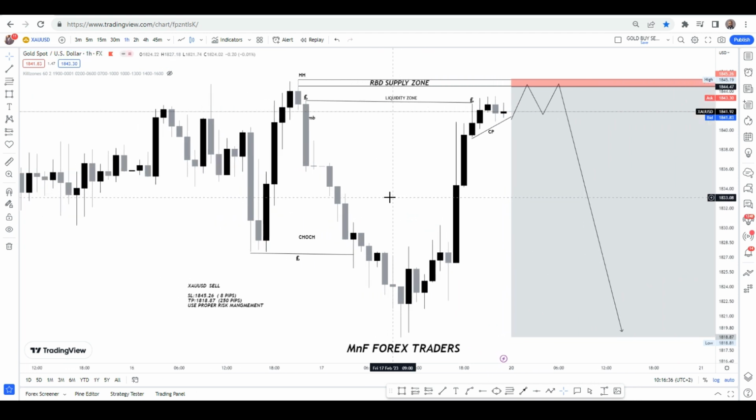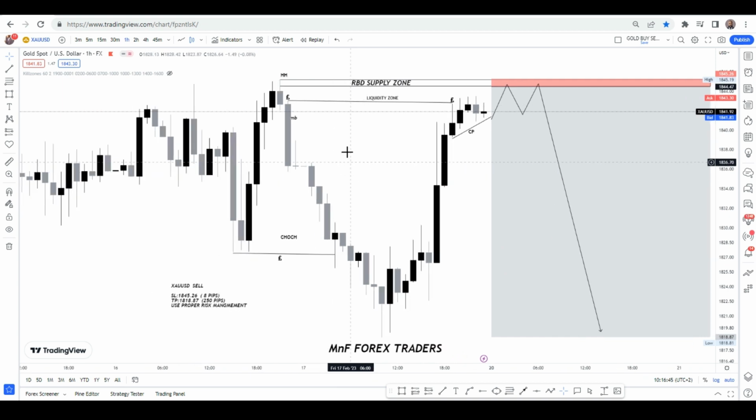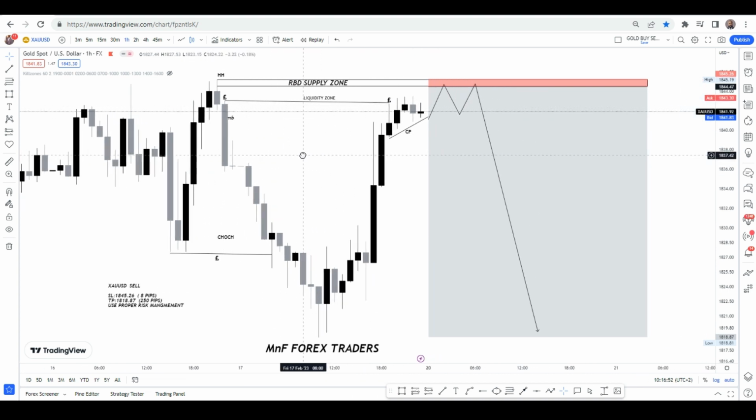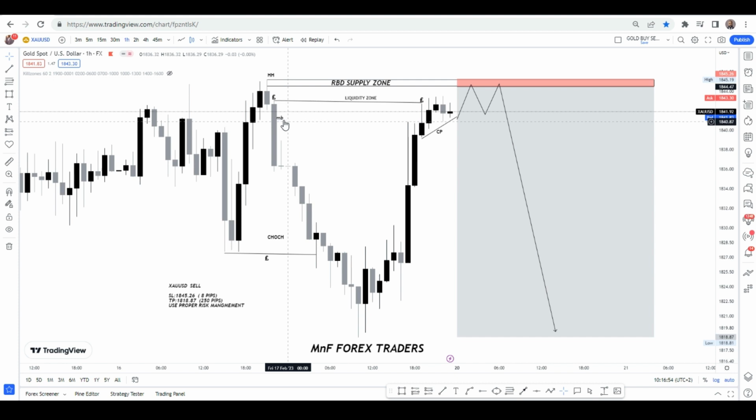So here on the 1-hour time frame, it's very much clear that we have a rally-based drop supply zone. And then also something significant here is that the market left behind equal highs. These equal highs are significant because they tell us more about the liquidity. It tells us about these areas which are expected to be taken out before price can proceed to go in the intended direction.